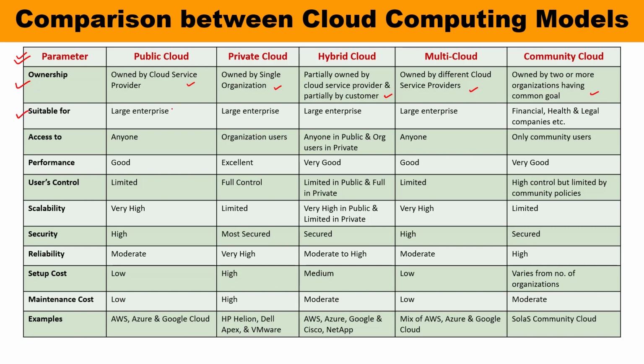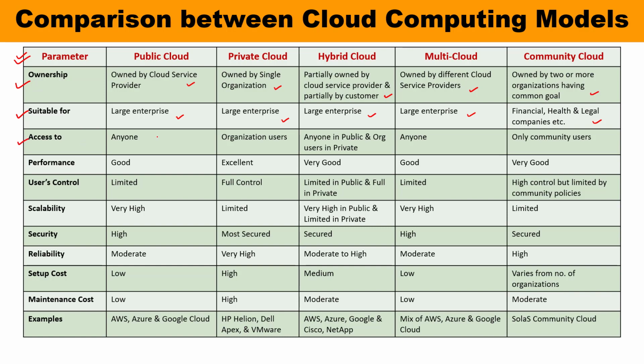Suitability. Public clouds are suitable for large enterprises, private for large, hybrid for large, multi for large, and community sometimes for financial, health, and legal companies. Why? Because whenever we are talking about the cloud, it means that it is for the larger group.